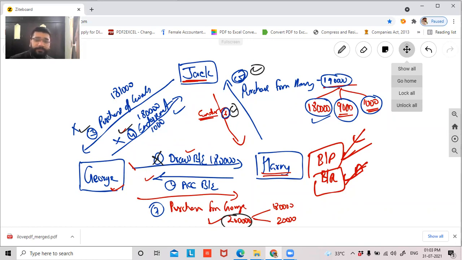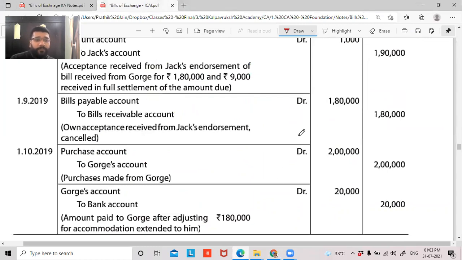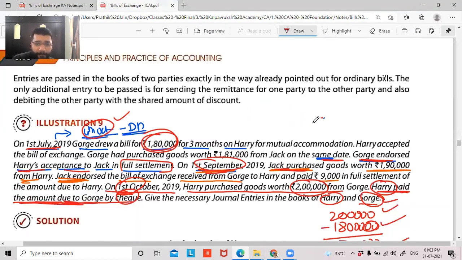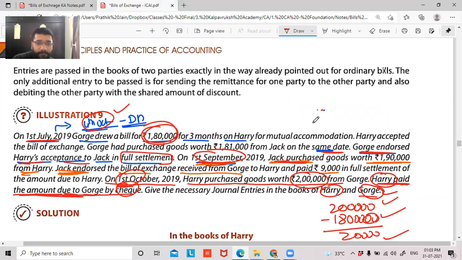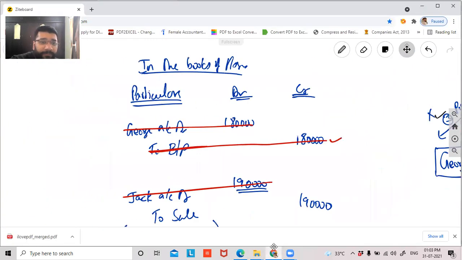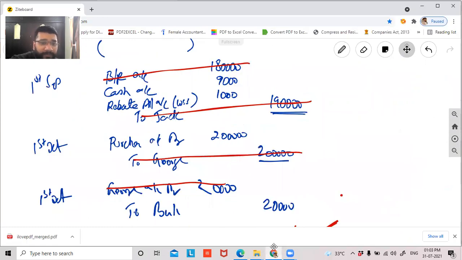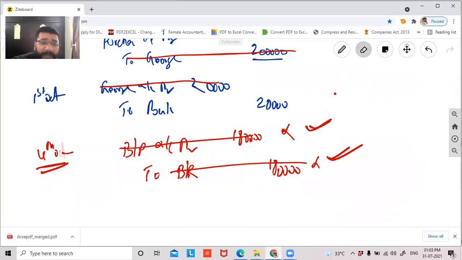Sir, in the book they are passing this bills payable account debit to bills receivable account on 1st September. Yes, technically it is 1st September. Why? Because Jack is purchasing the goods and he's endorsing the bill on the same date, the date on which he is receiving the bill. So that is the day on which you're supposed to knock off the asset and liability, because your liabilities come back to you in the form of an asset. So technically, the textbook is correct. It has to be 1st of September.